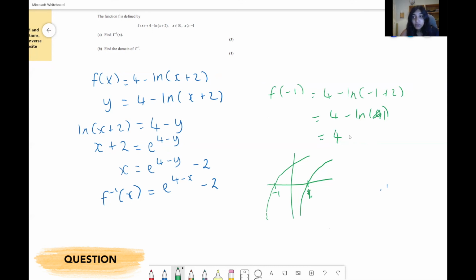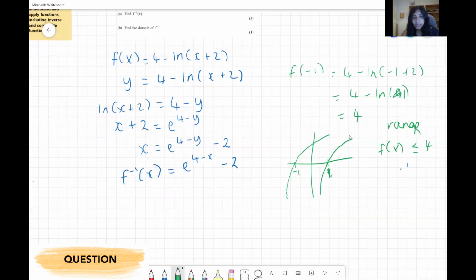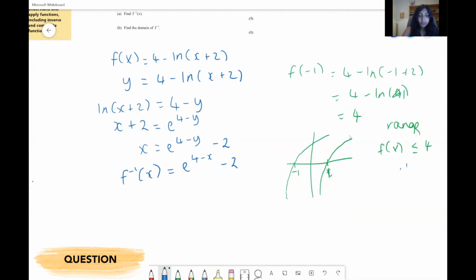So therefore, your range for f(x) would just be values of f(x) less than or equal to 4. So that means your domain for the inverse of f(x) is just values of x which are less than or equal to 4.